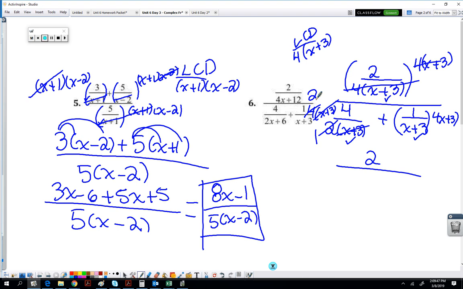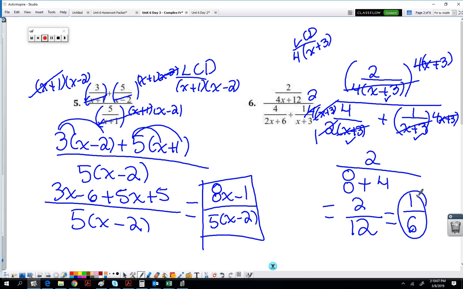And what I do next is just multiply. 4 times 2 is 8. Plus, that cancels out, so I'm left with 4 times 1, which is 4. And I get 2 over 12. And so now what I got to do is I'm going to simplify my fraction as 1 over 6. So that is my final answer.